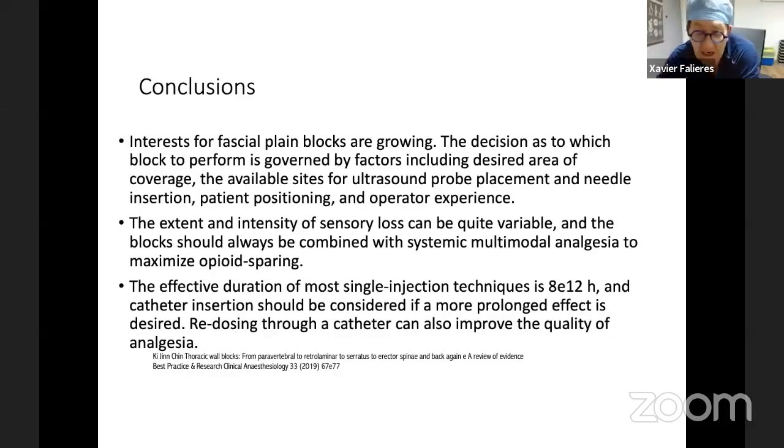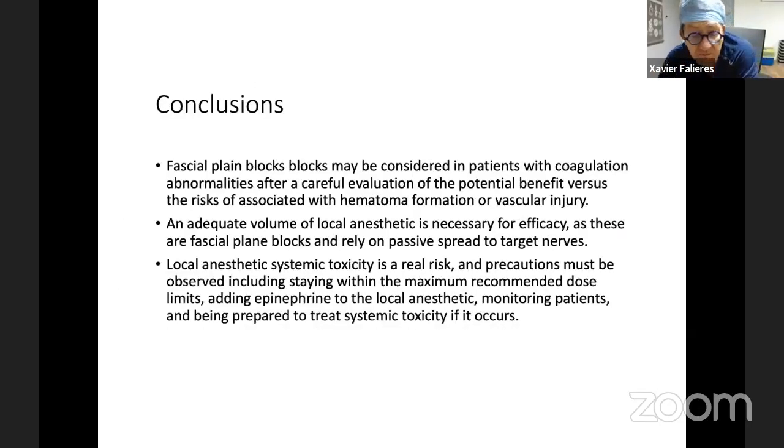But don't forget it won't be a 100% block. It's also very interesting in patients with coagulation abnormalities, when you can't give any epidural or spinal anesthesia. Then it's very interesting because you can give these blocks, except for the quadratus lumborum block, in a patient with compromised coagulation.